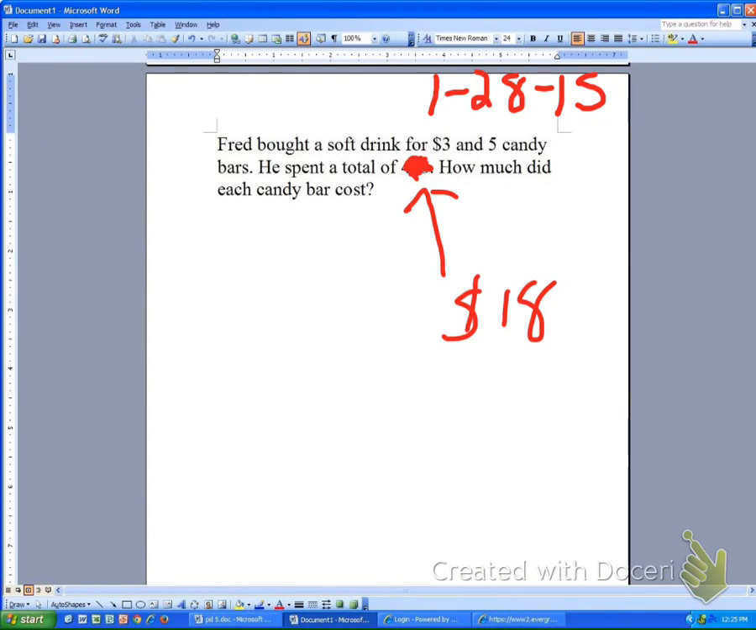This is homework for 1/28/15, Wednesday night. We're continuing with our being able to read a story problem, write the equation, and then solve the equation.